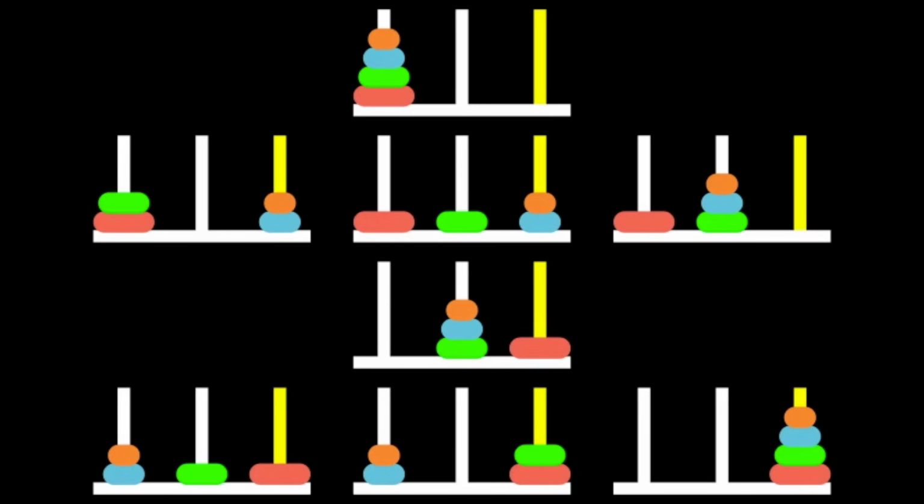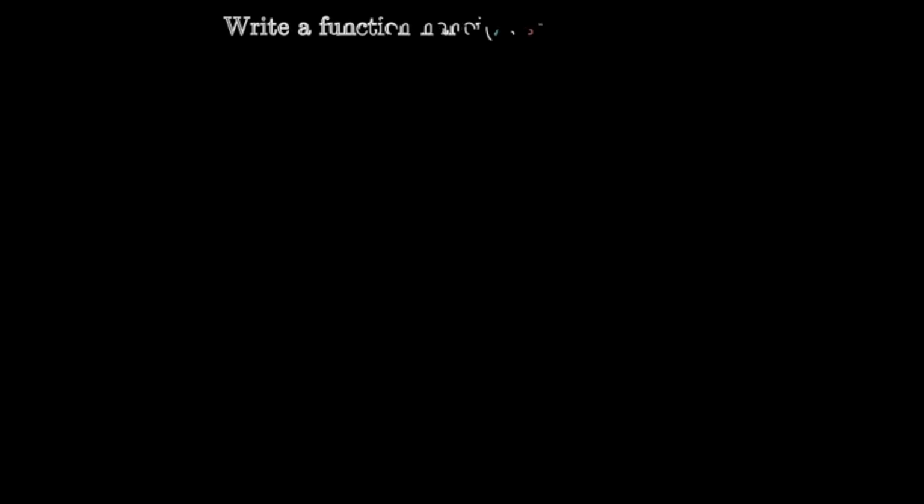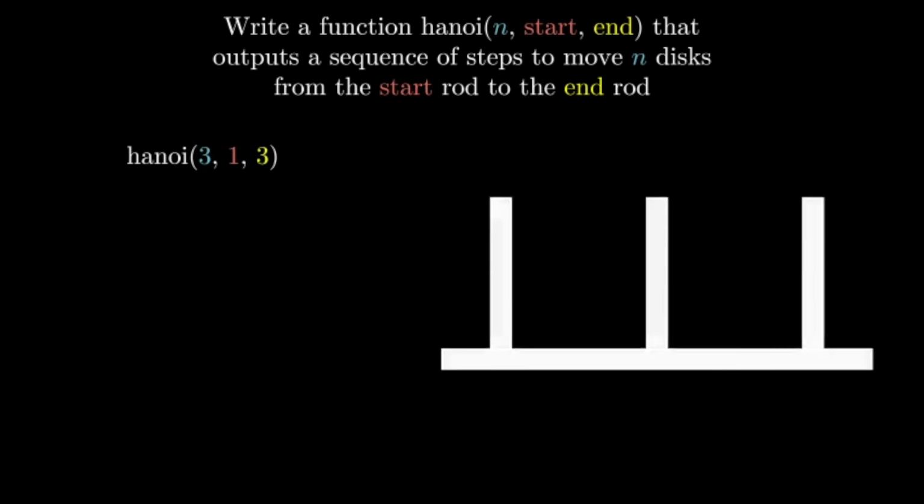So now that we have a fairly good understanding of a strategy for this problem, let's now dive into a formal problem statement. We want to write a function Hanoi that takes 3 inputs, n, start, and end, and outputs a sequence of steps to move n disks from the start rod to the end rod. Here's a quick example of an input and output so that we understand how this problem statement works.